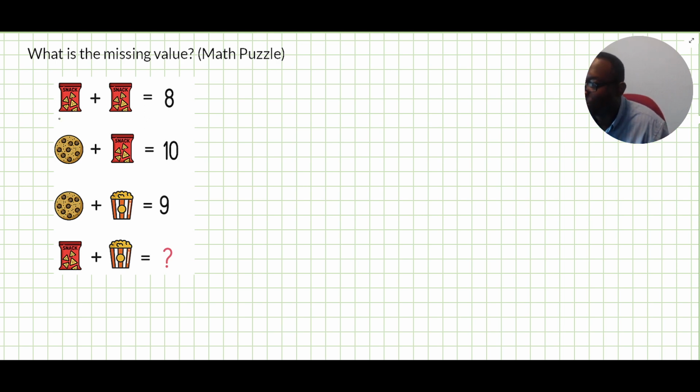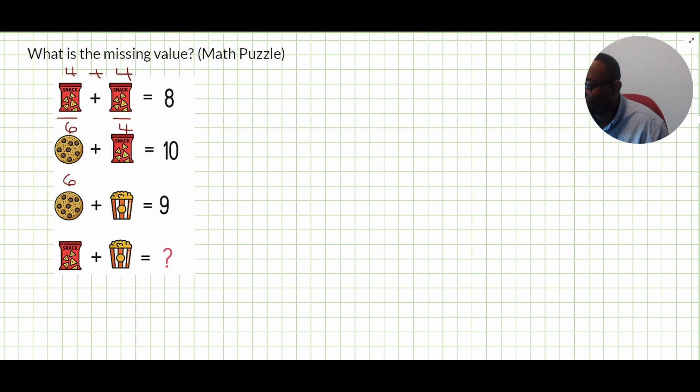So we have two bags of chips or cookies, maybe chips here. So each of them is going to be 4. 4 plus 4 is 8. So I have 4 right here. If this is 4, what's going to be the value for the cookie? The cookie is going to be 6. So the cookie is 6.